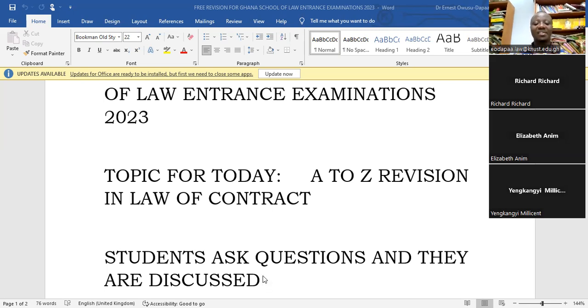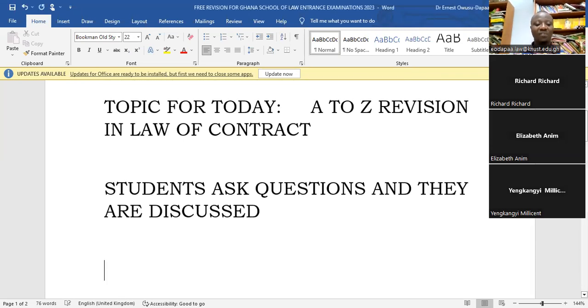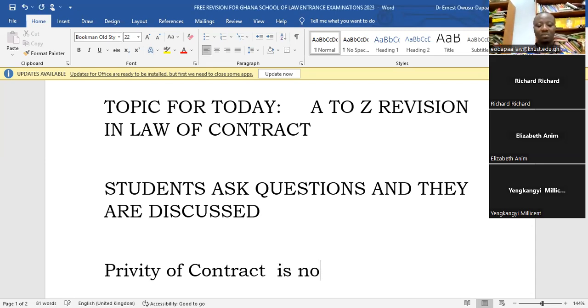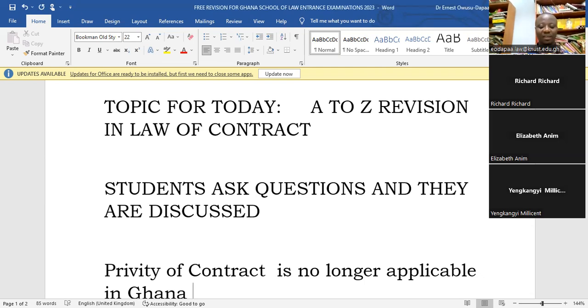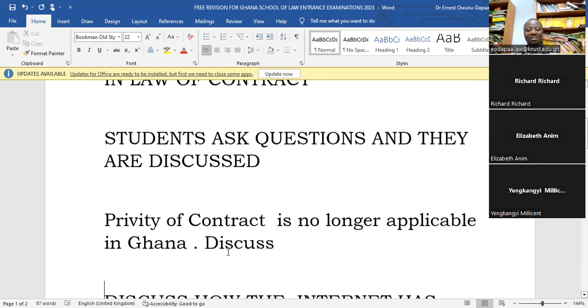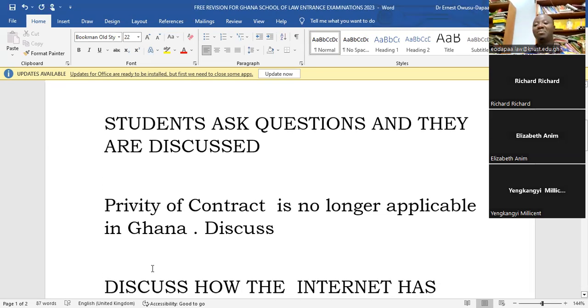Okay, so let's take it this way. If, for example, you have a question which says that privity of contract is no longer applicable in Ghana. Discuss. Very simple question, isn't it? Privity of contract is no longer applicable in Ghana. Discuss. Any attempts?